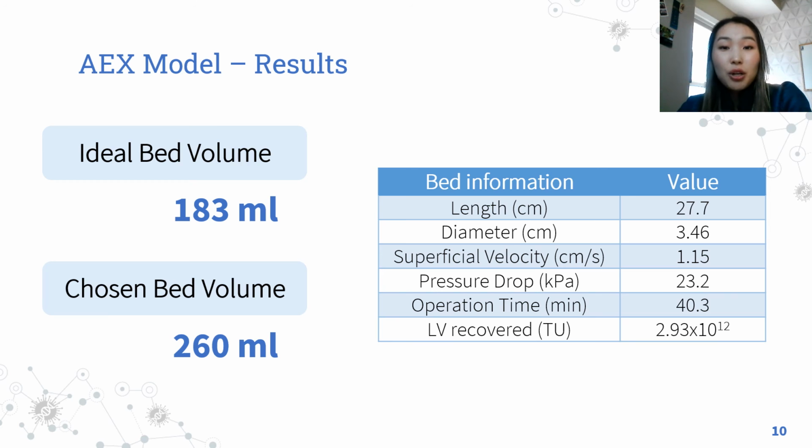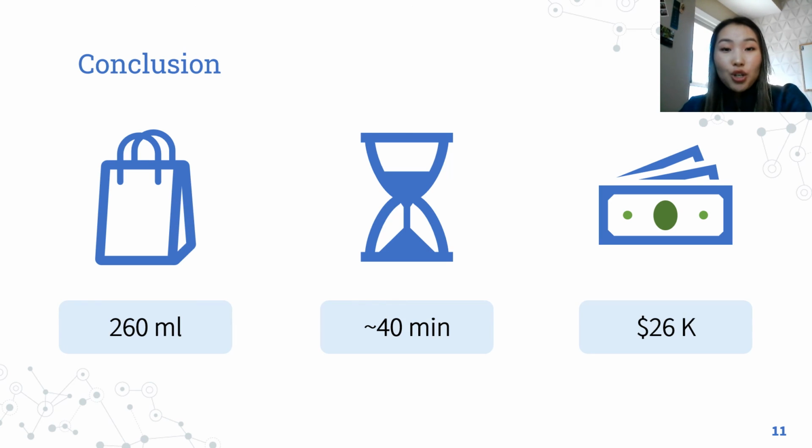From the curves, the commercial bed volume that can process our feed is 260 mL, and it will take roughly 40 minutes to run the feed and elute the vectors. Also, it's important to note that pressure drop was a limiting factor for my simulation because the design pressure of the commercially available column is 4 bars, so I had to limit pressure drop to roughly 2 bars. So from the simulation, we were able to determine that the bed is commercially available, operates within a reasonable amount of time, and is economically feasible.